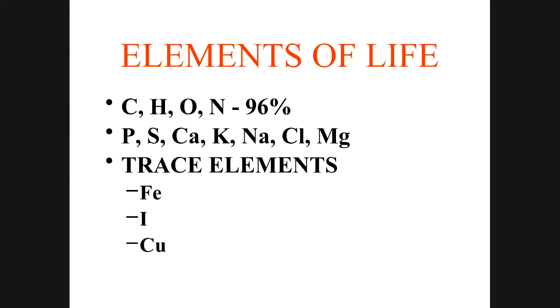The elements of life. Life as we know it, and you in particular, are made up of 96% of these 4 elements here. These elements are abbreviated. These are the chemical symbols for the elements. C is for carbon, H is for hydrogen, O is for oxygen, and N is for nitrogen. So 96% of life as we know it is made up of mostly these 4 elements.